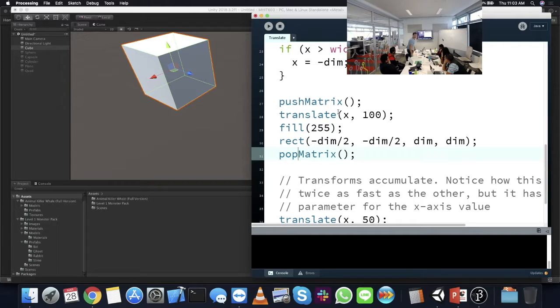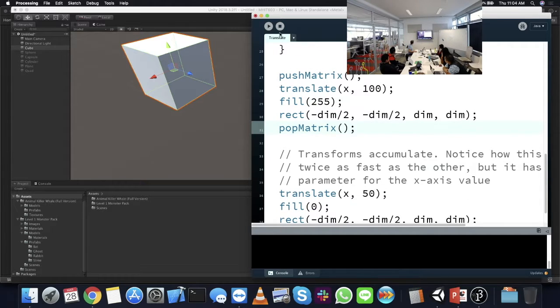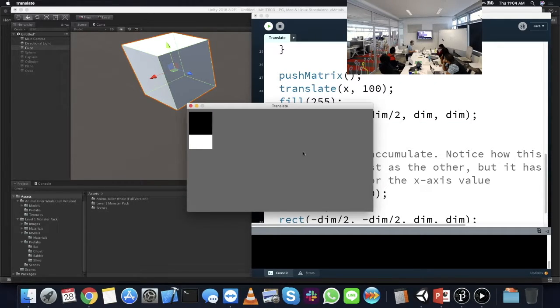And then when we say pop matrix, we're basically saying load that last position. So that one will go back to there. And then we do our second movement by x, by whatever, and that will end up there. So if I have push matrix and pop matrix here, we'll notice that now, because these are both moving at a speed of x, they're both moving at the same speed, because we move out, draw the white one, and then go back to the start, and then move out and draw the x one.